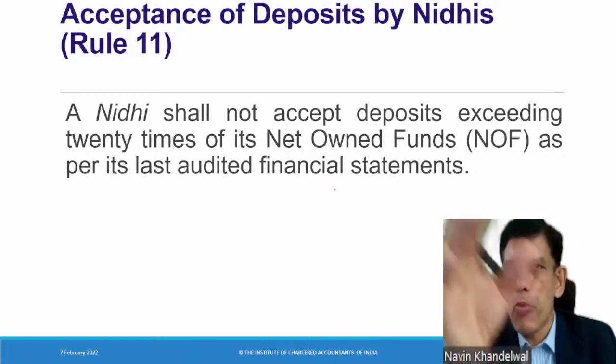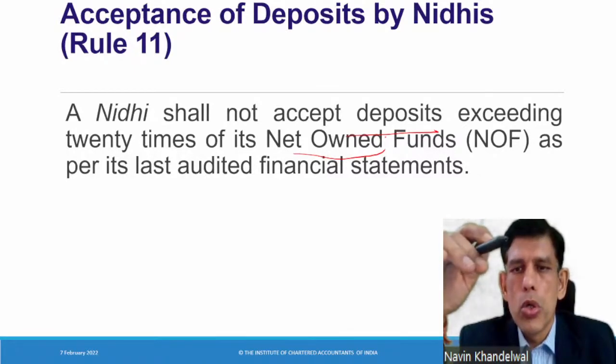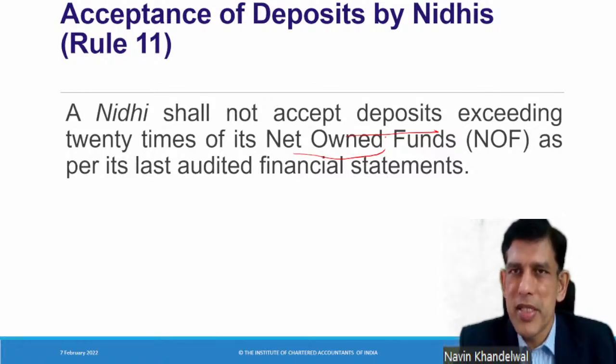Now, with respect to certain deposits and loans, let us focus on that, because finally the basic purpose of a Nidhi company would be to accept deposits and give loans. So what is the rule regarding these? Total deposit should not exceed 20 times its net owned fund. We have seen the ratio 1:20. They have to maintain it. So the deposit should not exceed 20 times its net owned fund.